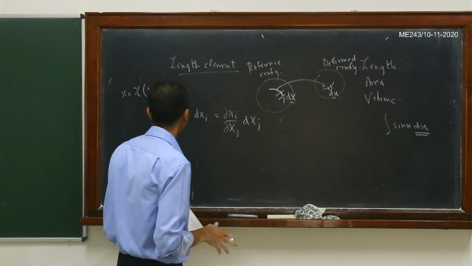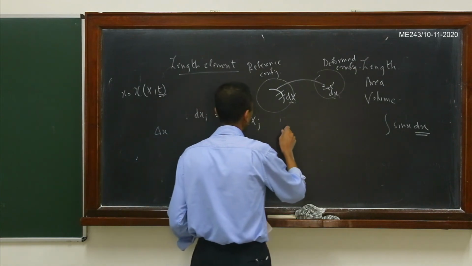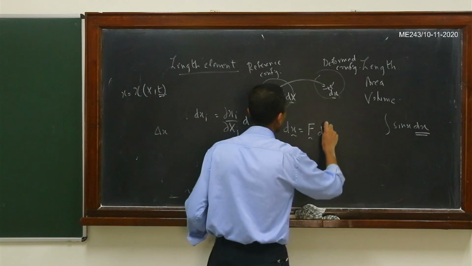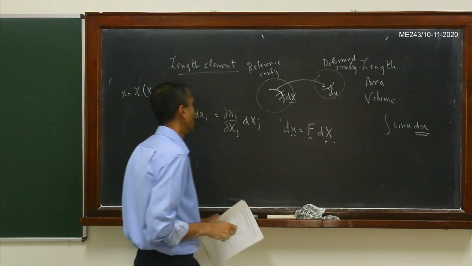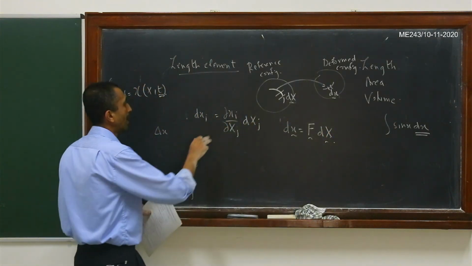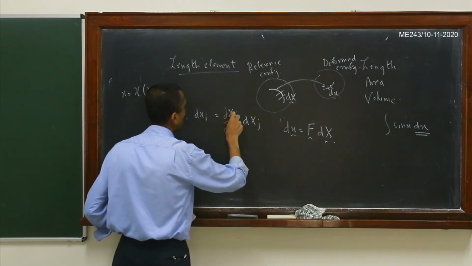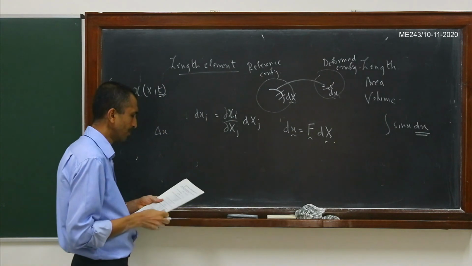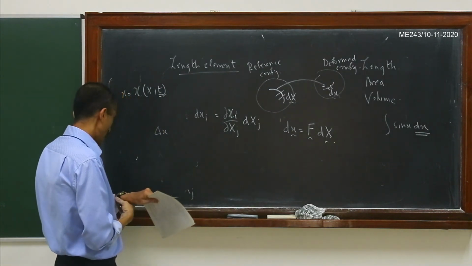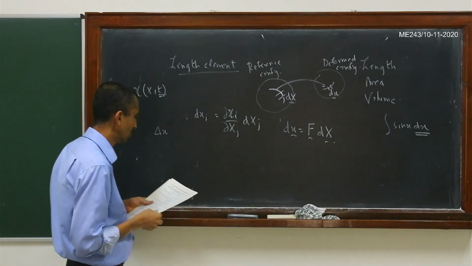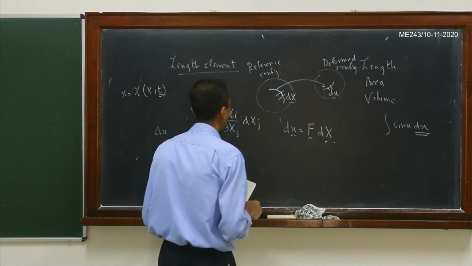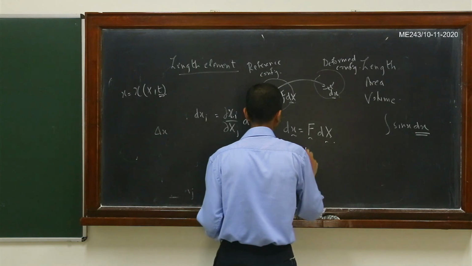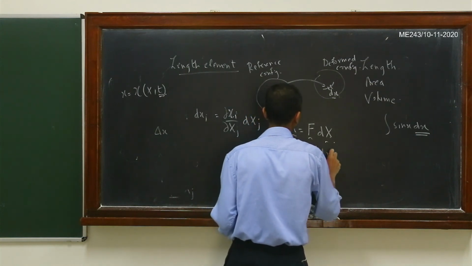And so you can now write this in vector form as dx is equal to F times dX. Because del chi i by del Xj, where chi is your map, is nothing but the deformation gradient. And because we have assumed that F is invertible, we can also write dX as equal to F inverse times dx.